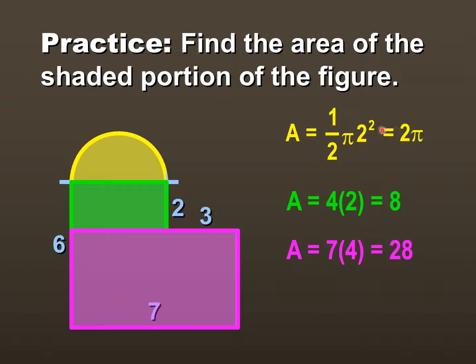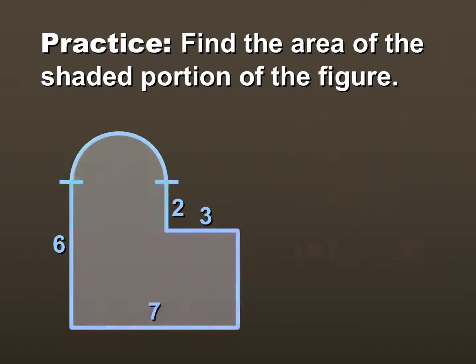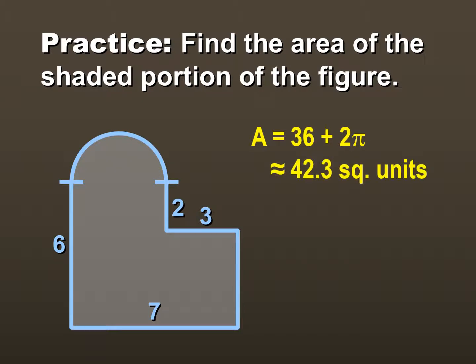So now we know all the pieces. So the addition postulate says that we can add those areas together. So 8 plus 28 is 36, plus 2 pi. And we end up with 42.3 square units. Go ahead and try some problems on your own.